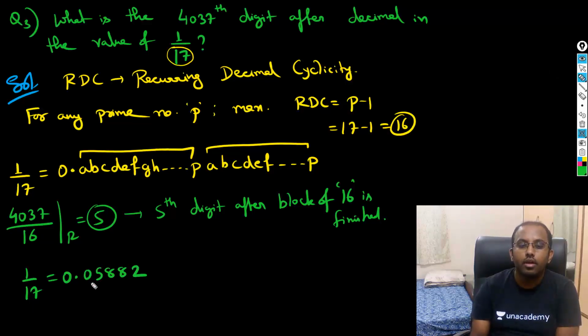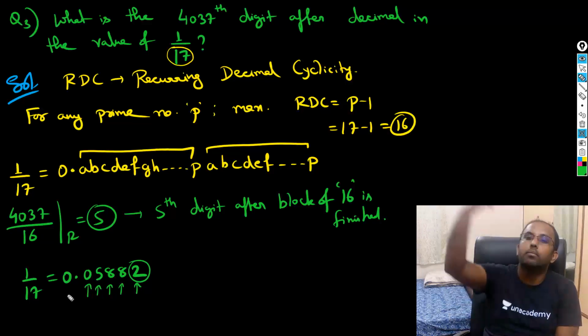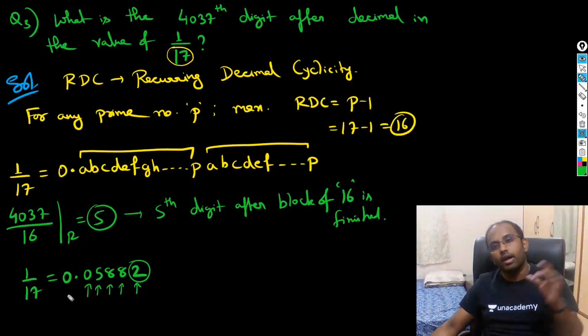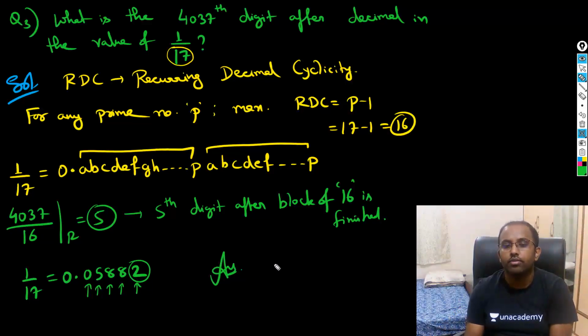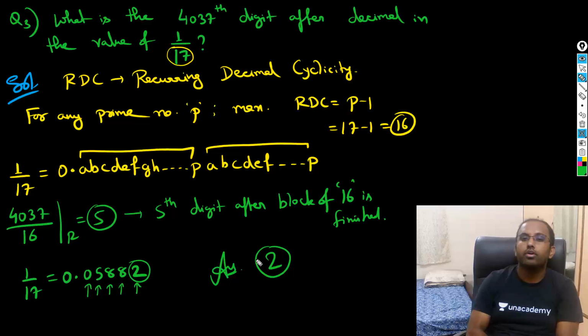0.05882. So 1, 2, 3, 4, 5. So the 5th digit after the decimal is what? 2. That means 2 will again be repeating after every n blocks of 16, 16, 16, right? So the answer for this question is 2. Okay, so 2 is the answer, right? Yes, let's move to the next question.